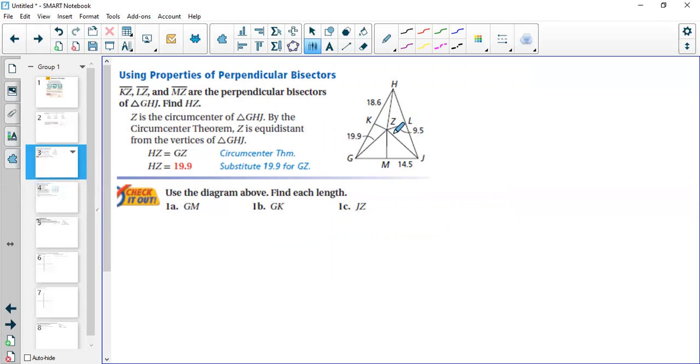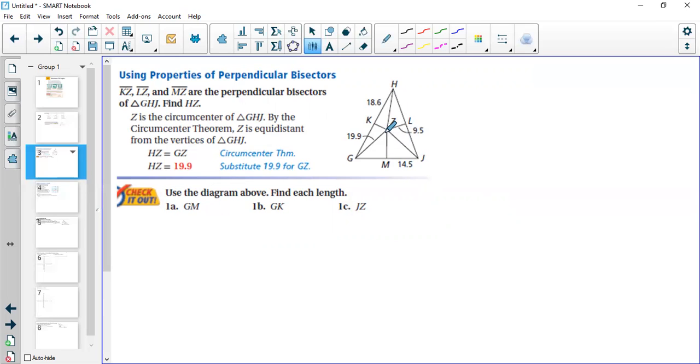What is that? Perpendicular bisectors are lines which divide a line into two equal parts. So KZ is the line which divides GH into two parts. Similarly, ZL is the line which divides HJ into two parts. So if LJ is 9.5, LH is also going to be 9.5.